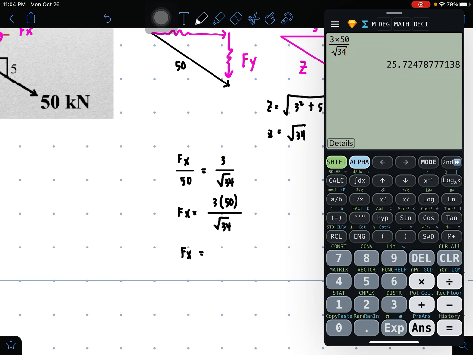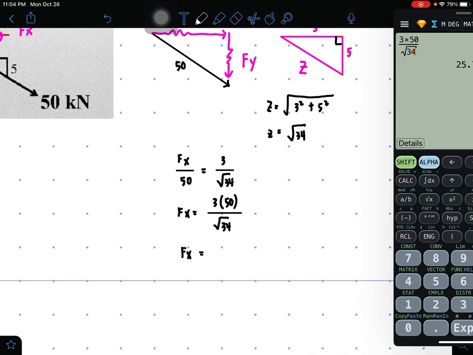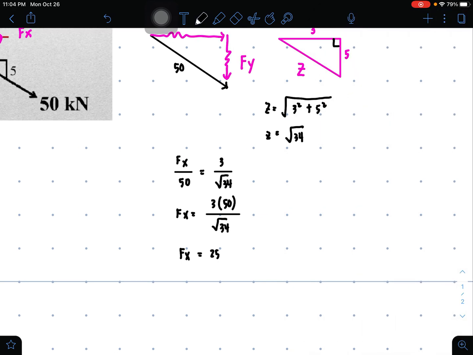The answer is 25.725. And the unit is in kilonewtons. This is your final answer.